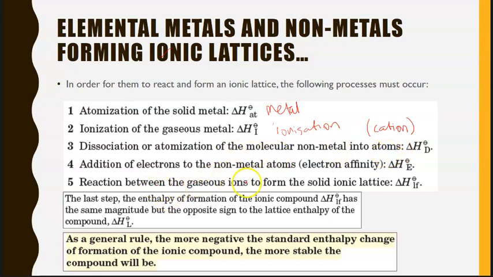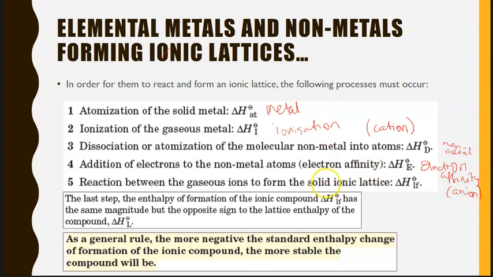Then reaction between the gaseous ions to form the solid ionic lattice. Sorry, I skipped a step. Step 4 is the addition of electrons. So this is our electron affinity value, okay, that we talked about in the previous video. So this is the energy that we get back, remembering this was exothermic, when the unstable single chlorine atom, say, picks up an electron and becomes the anion. So this is forming our anion. Okay, so this is our non-metal here that is going to form single atoms, then draw our electrons to it, and we will now have our anion formed.